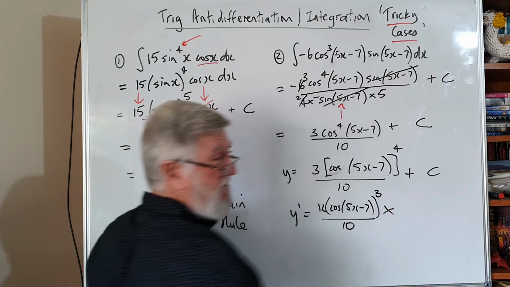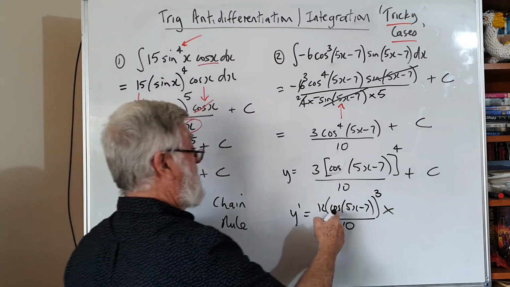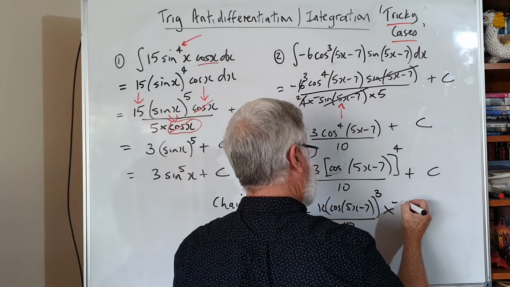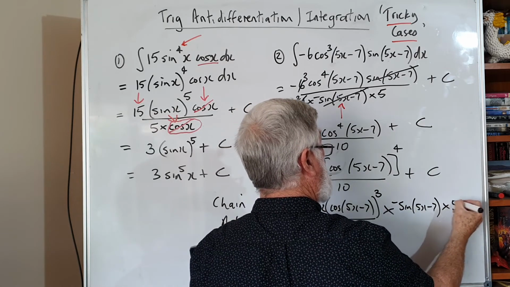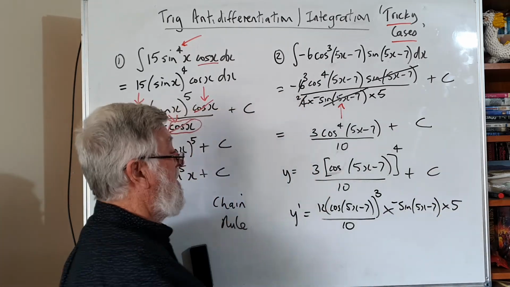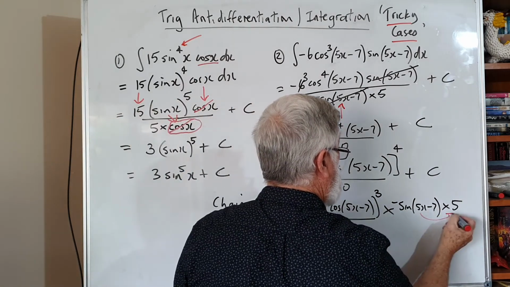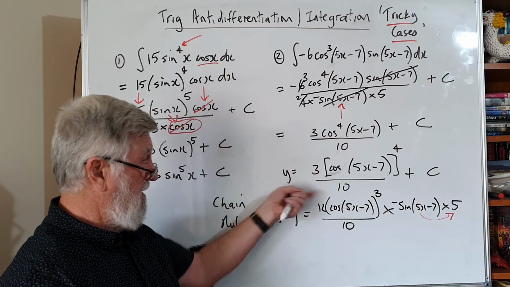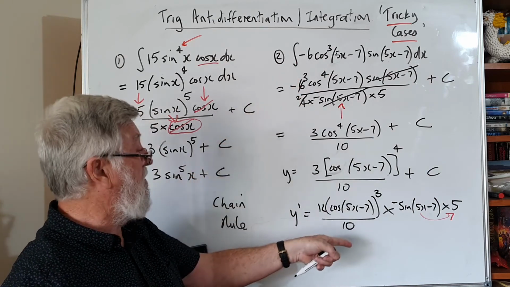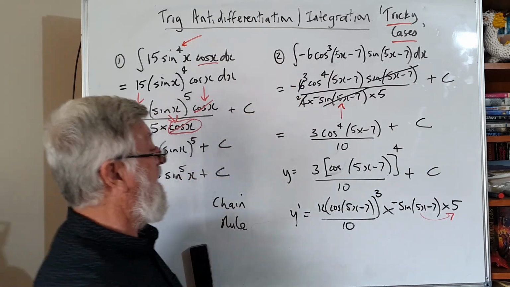Now we've got times by the derivative of the inside. So the derivative of cos becomes minus sine of 5x minus 7 times by an extra 5, and the c cancels out. So all this stuff that's going on here, that's when most people forget when they're differentiating a chain rule. We're now doing the reverse of the chain rule. So have a look at what I've got up here.